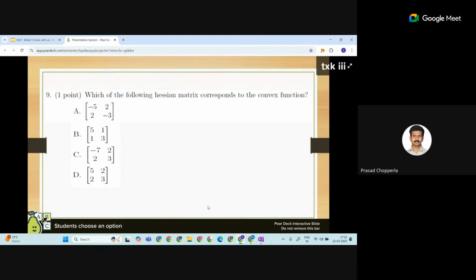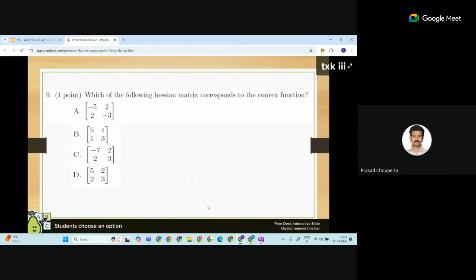Yes, either positive or 0. All the eigenvalues have to be either positive or can also be 0, sir. Yes, or 0. Okay. Then it is positive semi-definite.